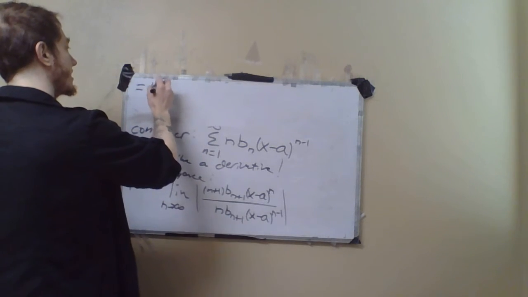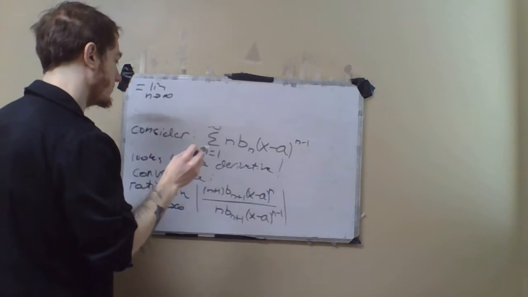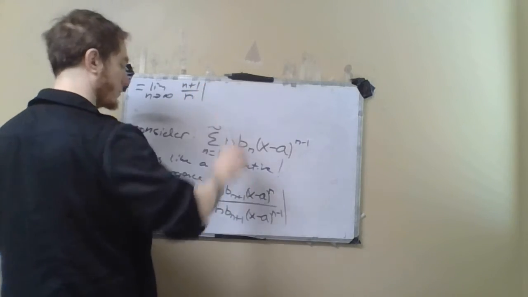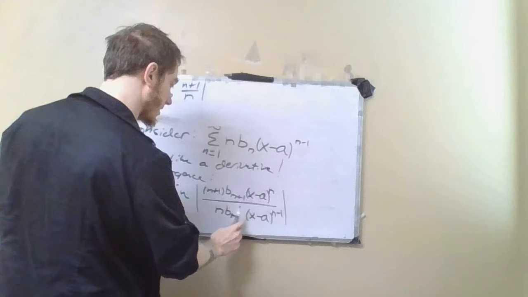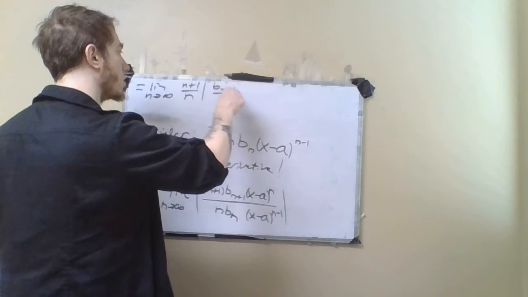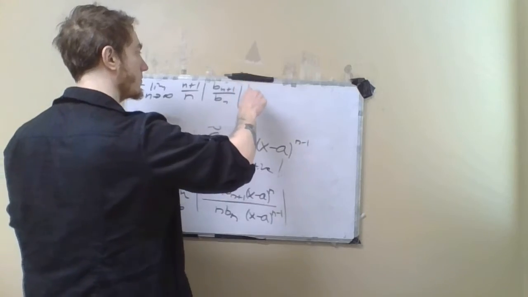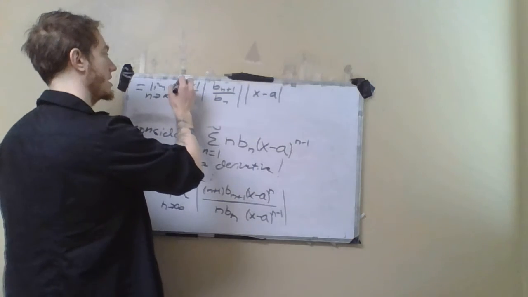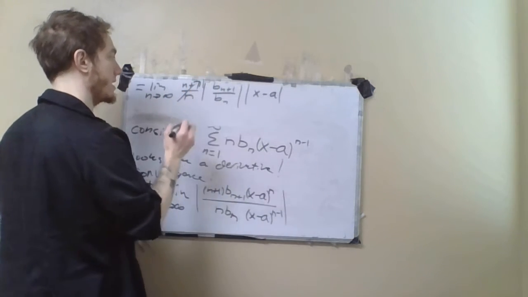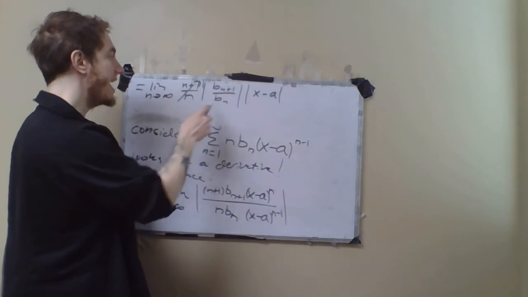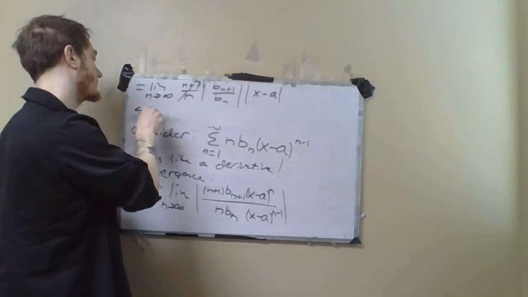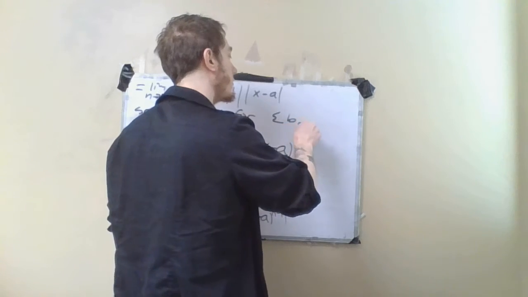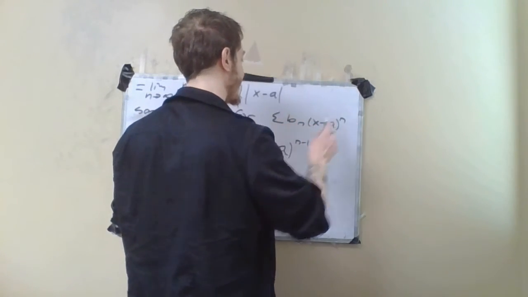Now, this is equal to the limit as n goes to infinity of n plus 1 over n times the absolute value of bn plus 1 over bn, absolute value x minus a. But notice, this n plus 1 over n is going to approach 1. So this goes away. And this is the same limit as for the sum of bn times x minus a to the n.